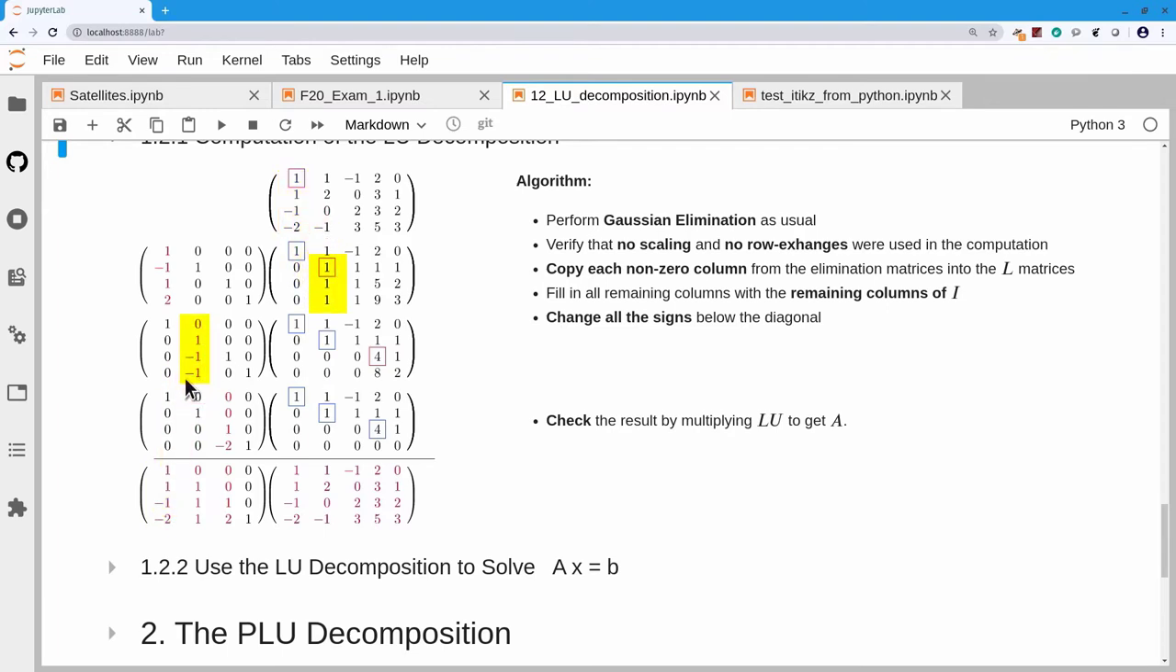My second column over here comes from the second matrix. Again, it's the pivot, and all I have to do is divide out the pivot from the entries underneath to find what I have to put in the L matrix in the second column.